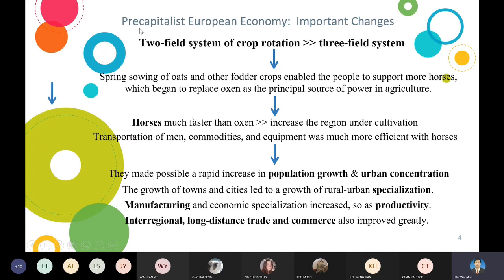Now, how did this pre-capitalist economy actually evolve? Later on, we'll link back to the history of schools of thought. Last time they planted crops in two fields. They plant field A, and after that they don't plant again; they go to field B, then field A, B, A, B. Then later on, they improved the system to a three-field system. So field A, B, then B, C, then C, A, and then A, B. By this system, they actually increased agricultural production.